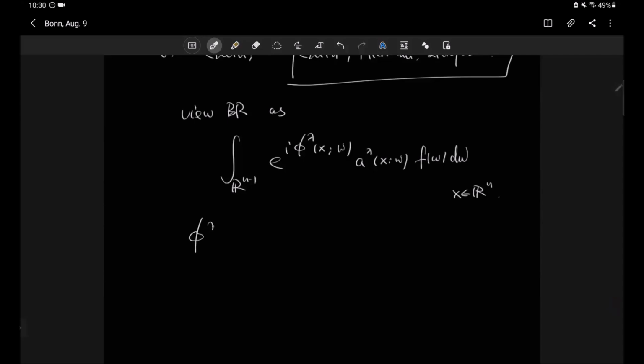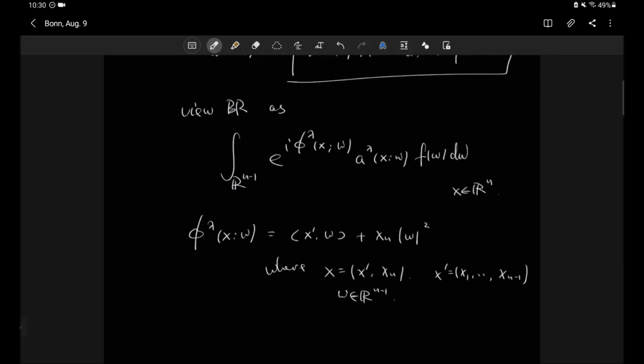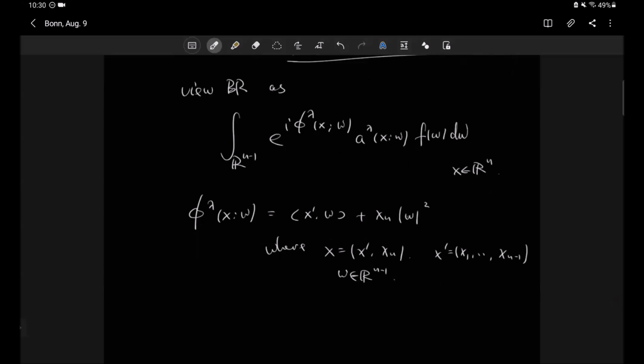For instance, perhaps the most interesting example is when we write this as x prime dot omega plus x_n times omega squared, where x is equal to (x prime, x_n), and x prime is (x_1, ..., x_{n-1}). If we take such a phase function, then what we see is exactly the Fourier extension problem or the Fourier restriction problem, right? By positive definite condition, what I mean is that the quadratic surface that is determined by this phase function is non-degenerate. It has all positive principal curvatures.